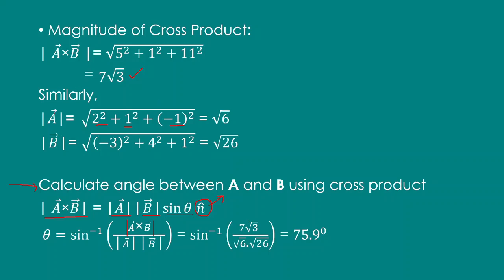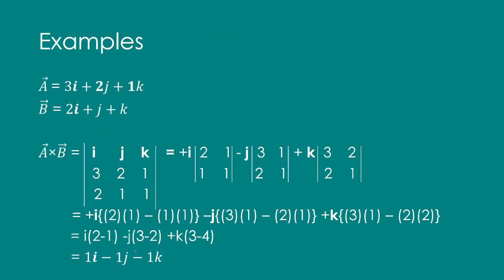And for the magnitudes, we have the magnitude of a vector 6 and the magnitude of b vector 826. When you plug these in the calculator, you should get 75.9 degrees, and that's the angle between a vector and b vector. Now let's try another example.